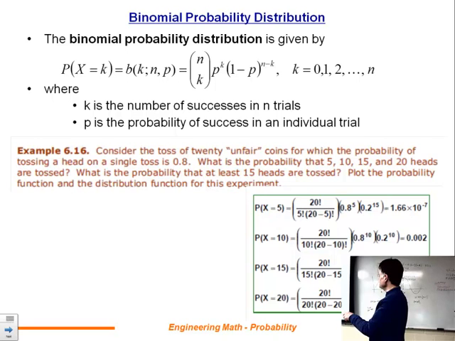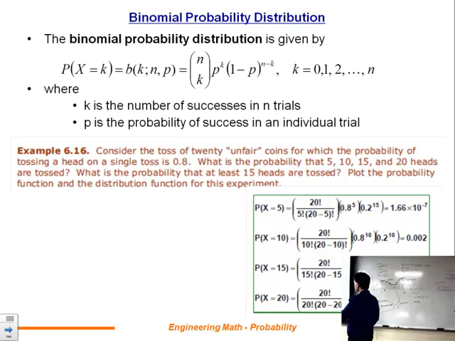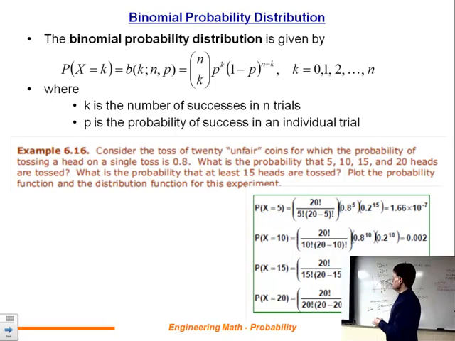So we just plug those numbers in. We get 20 choose 5, so 20 factorial over 5 factorial times 20 minus 5, so that's 15 factorial, times p to the power of k, so that's 0.8 to the 5th, times 1 minus p, which is 0.2, to the n minus k, that's 20 minus 5, so that's 0.2 to the 15. Plug that all in, and it is approximately equal to 1.66 times 10 to the minus 7. So this is less than 1 in a million. So this is very small.